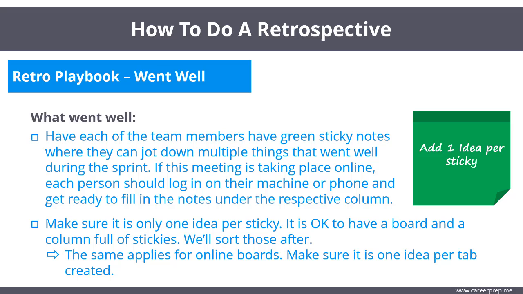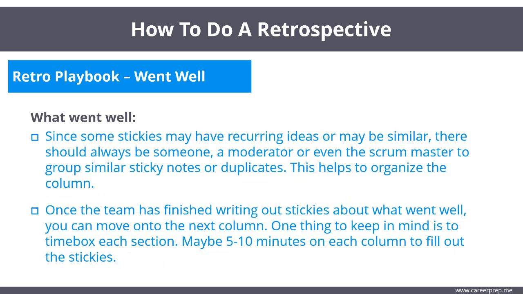Make sure it is only one idea per sticky. It is okay to have a board and a column full of stickies. We'll sort those after. The same applies to the online board. Make sure it is one idea per tab created. Since some stickies have recurring ideas or may be similar, there should always be someone, a moderator or even the scrum master, to group similar sticky notes or duplicates. This helps to organize the column.